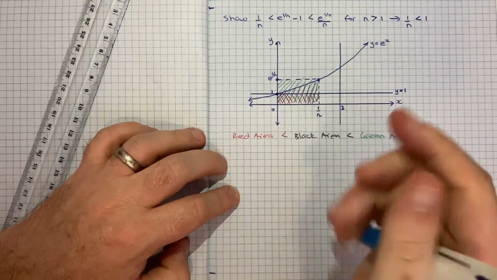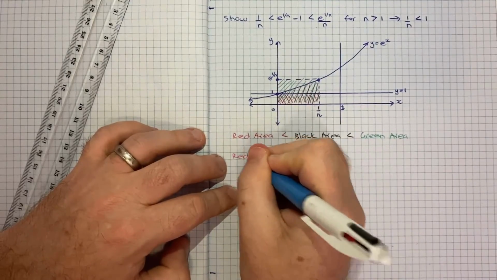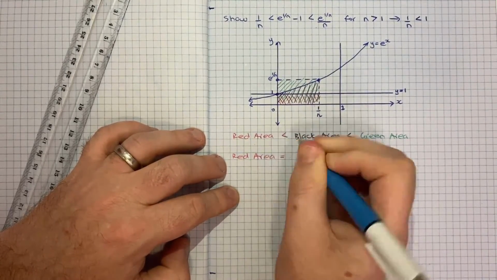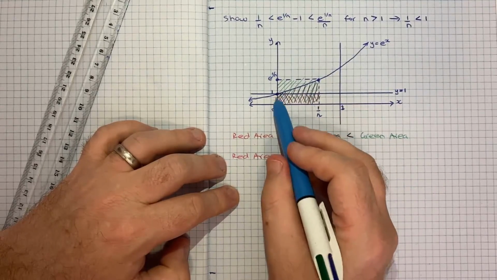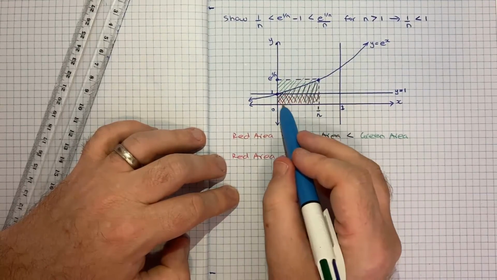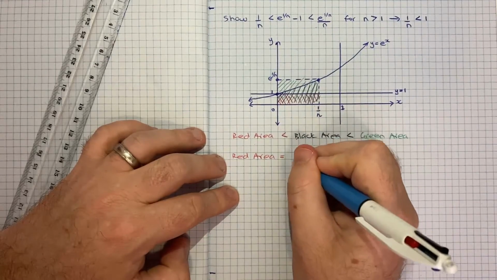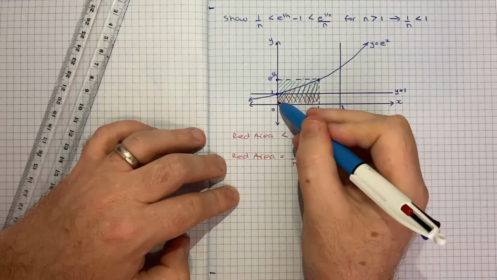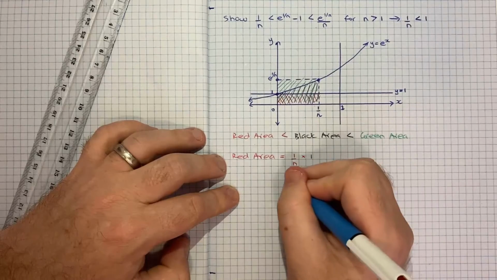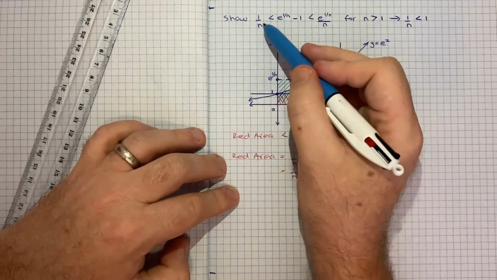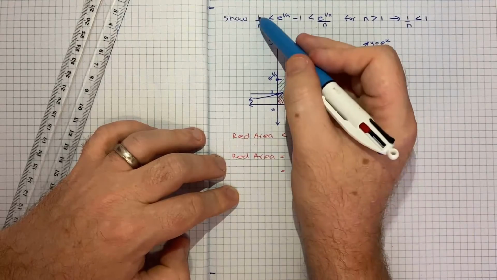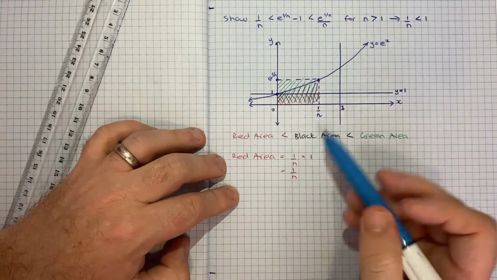So if I start with the red area, it is simply the area of a rectangle, which will be the width and the height of that rectangle. So here we see the width is 1 on n, and the height is 1. So the red area is simply 1 on n, which is good news because that's one part of the inequality.